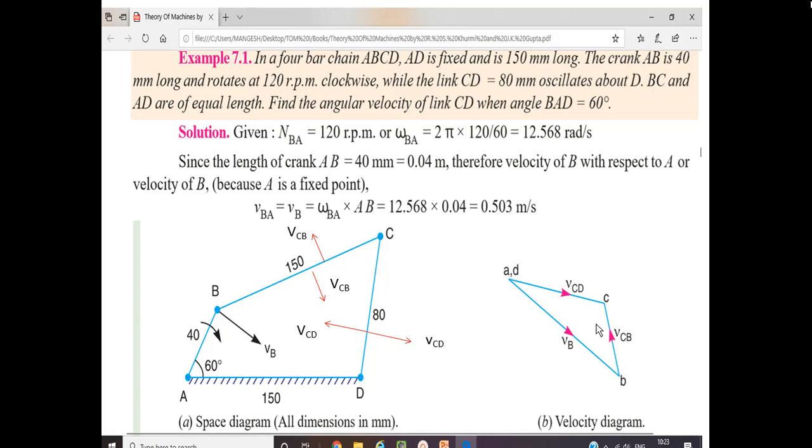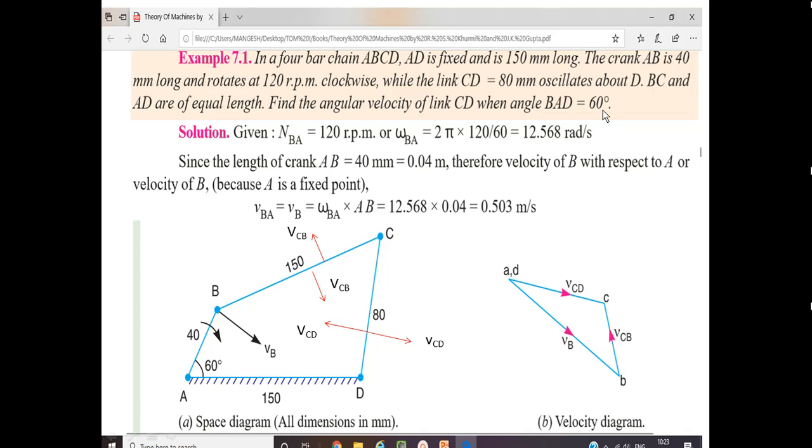Today we are going to discuss a numerical to be solved by the relative velocity method. In the previous lecture, we discussed how to find the relative velocity when bodies are moving in a parallel plane or in an inclined plane, then the motion of a link, and then the rubbing velocity at a pin joint. Now we are going to discuss how to find the linear velocity or angular velocity for a given mechanism by using the relative velocity method.